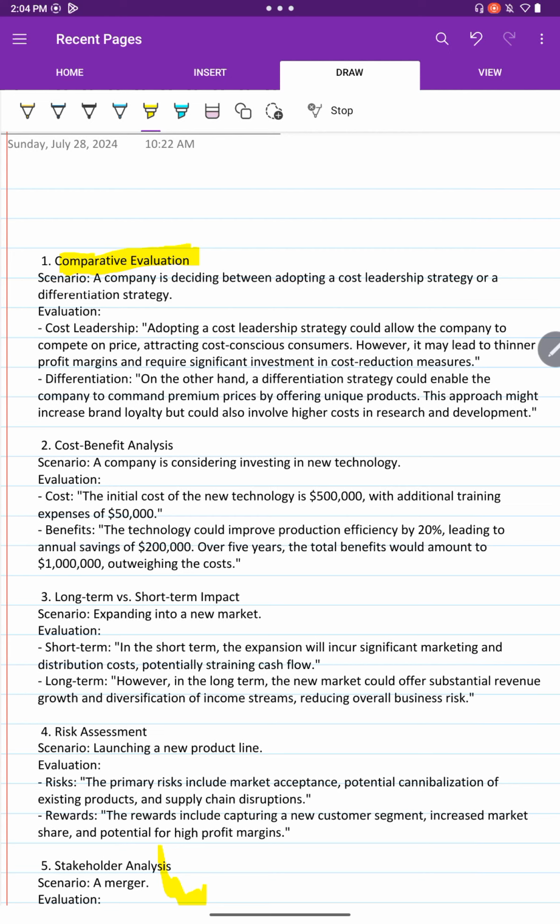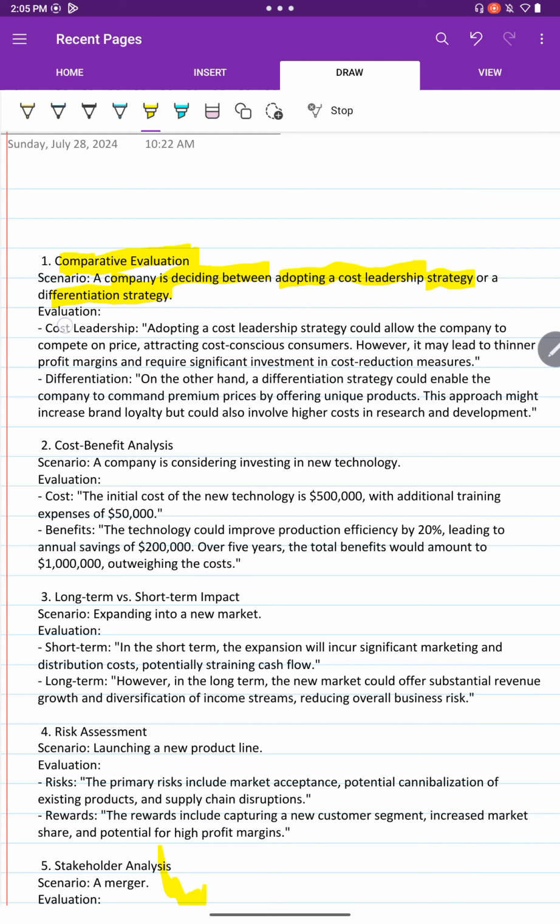We have a scenario where a company is deciding between adopting a cost leadership strategy or a differentiation strategy. I evaluated these two. In a question, we will always be discussing two things, two strategies at a time, or maybe more than this. So we can do the comparative evaluation. It means we can compare both strategies and their pros and cons.